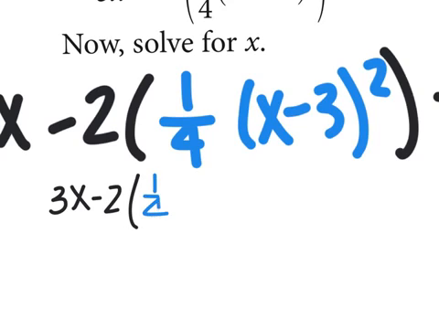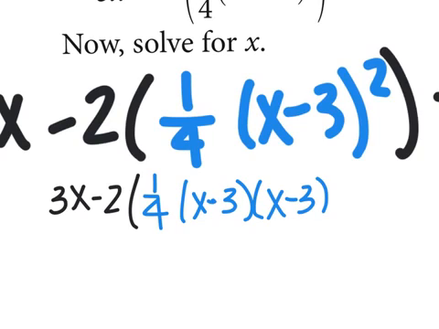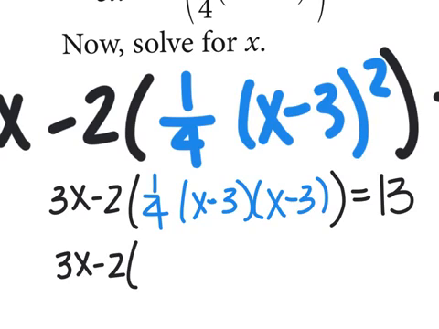If I'm going to unsquare x minus 3 squared, what does that mean I need to do? I need to multiply it by itself. So it really becomes x minus 3 times x minus 3. How do I multiply x minus 3 times x minus 3? Distributive property, or I FOIL it. So if I'm going to FOIL this, so we have 3x minus 2 times 1/4. And now I'm going to FOIL.